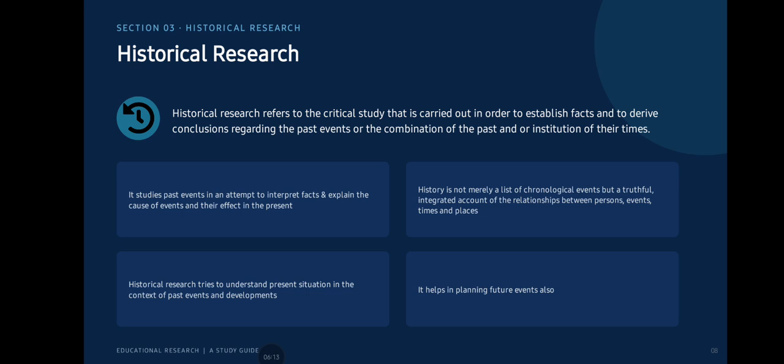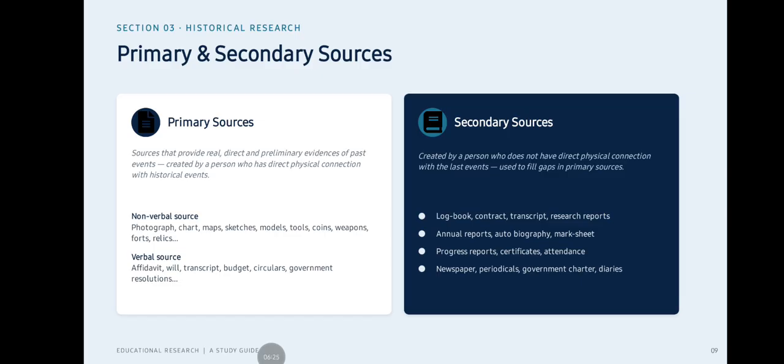Historical research tries to understand present situation in the context of past events and developments. It helps in planning future events also. Primary and secondary sources. Primary sources: sources that provide real, direct, and preliminary evidence of past events, created by a person who has direct physical connection with historical events.